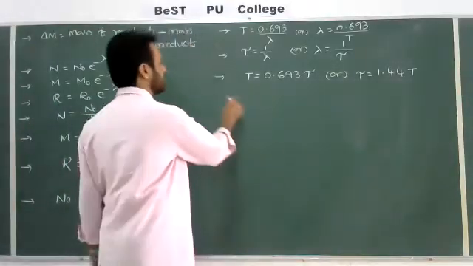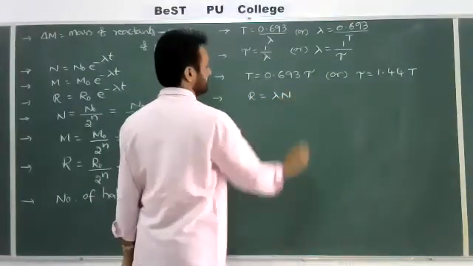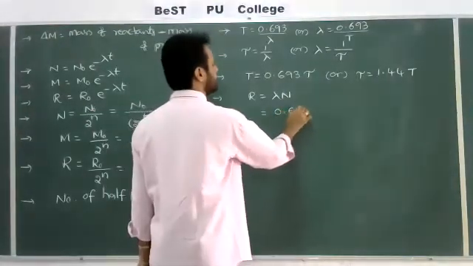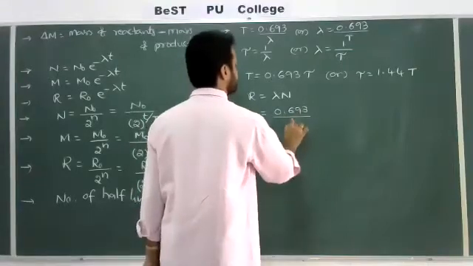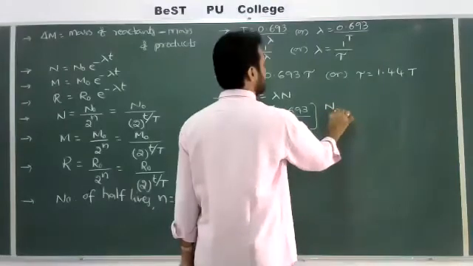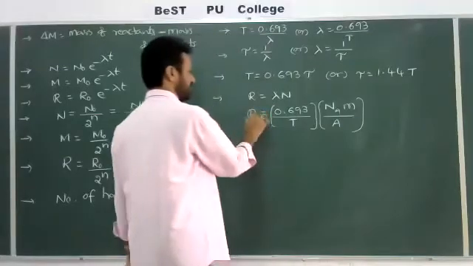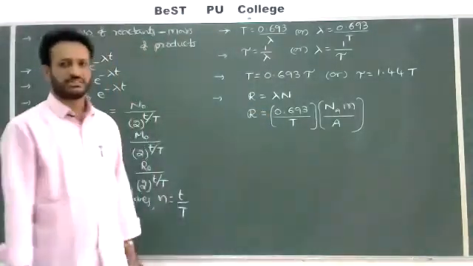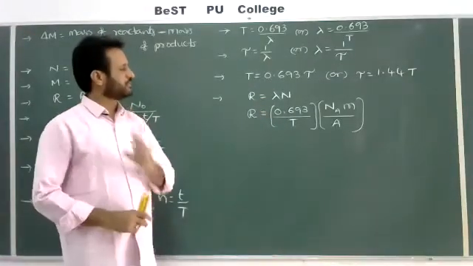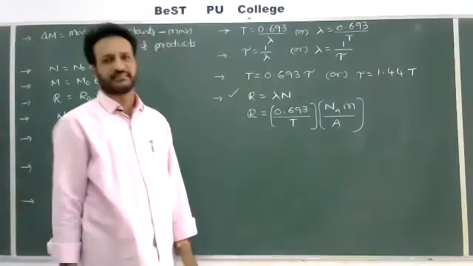And the activity of the sample, we know R is equal to lambda into N. But in place of lambda you can write 0.693 by capital T into N, where the number of atoms is equal to Avogadro number into mass of the sample by mass number. Based on this we can find various formulae, and we can solve three or four problems using this formula. It is important. In the textbook also, two problems are given based on this formula. So it is one of the important formulae for 5 marks in numericals.